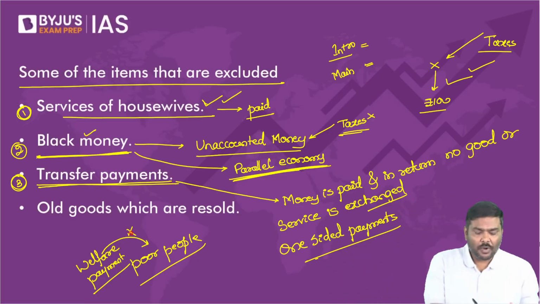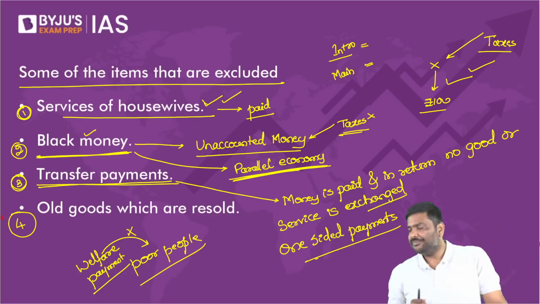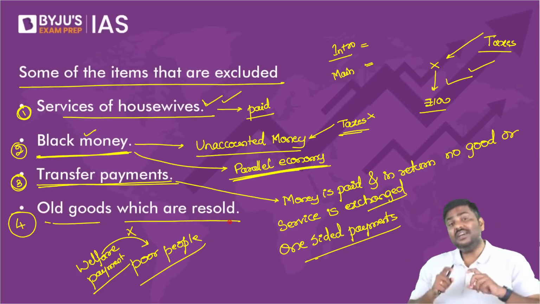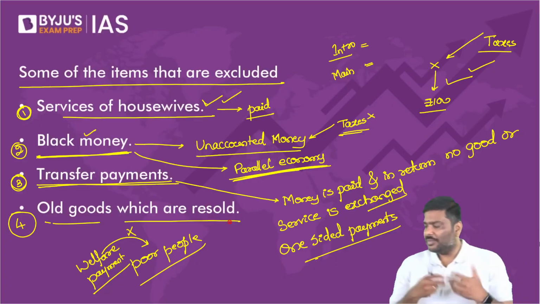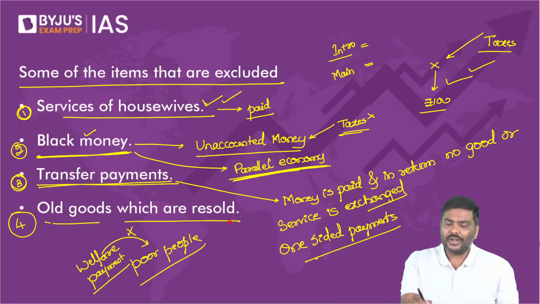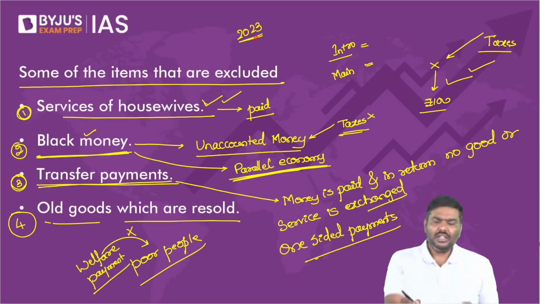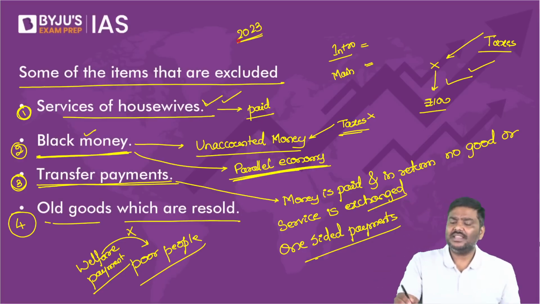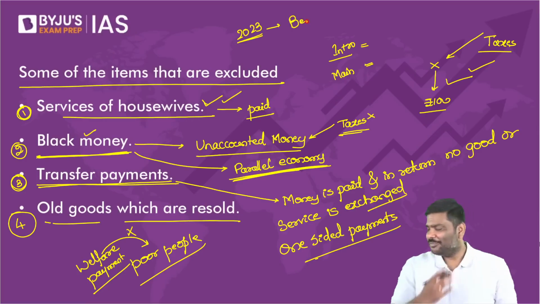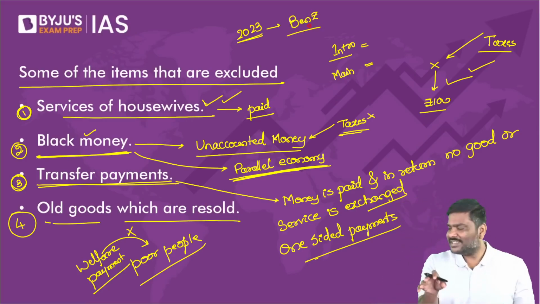Fourth point, old goods which are resold in the economy. What do you mean by this? Let me take a very simple example. Imagine in 2023 you have a lot of money, and you purchase a Benz car. Be happy. You are a millionaire now. In 2023, today you have purchased a Benz car.